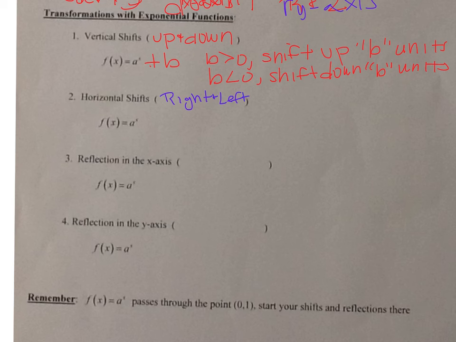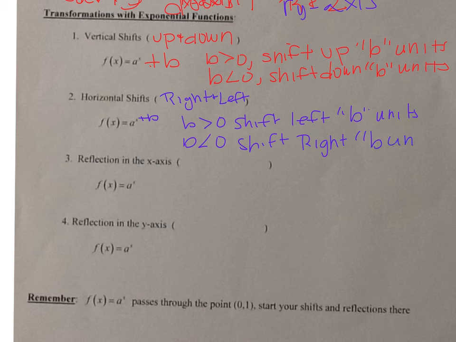All right, a horizontal shift, that would be left and right. So that would be adding or subtracting just something from the x value. So that would be in the exponent. So that would be a to the x plus b power. So if b is greater than 0, that's a shift to the left, b units. If b is less than 0, remember it goes the other way, it's a shift to the right, b units.